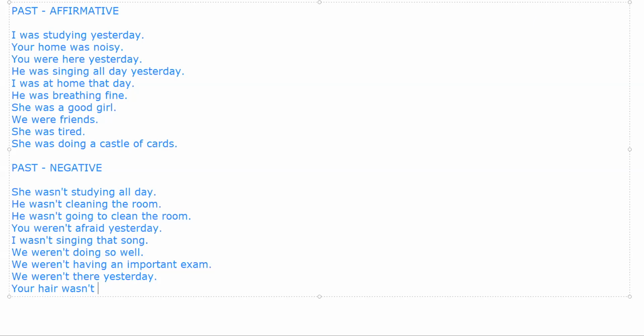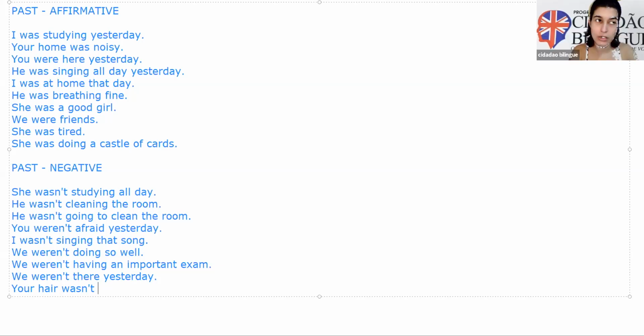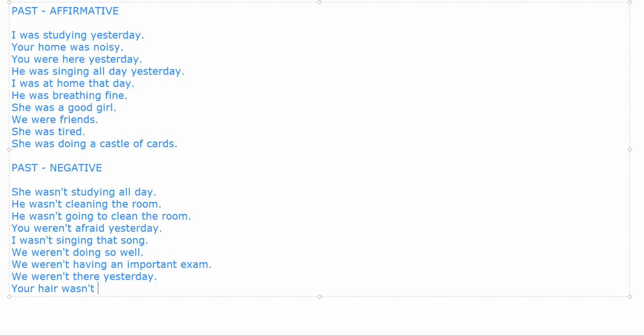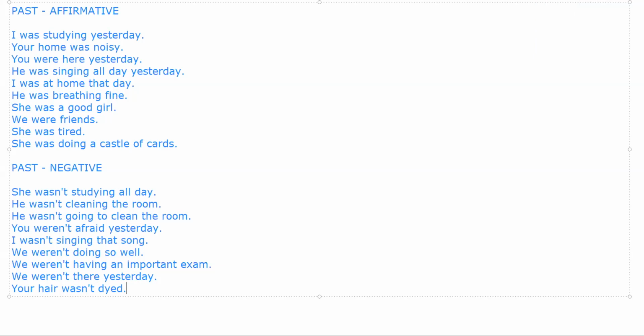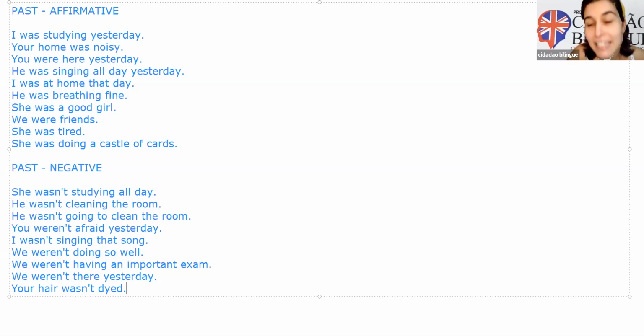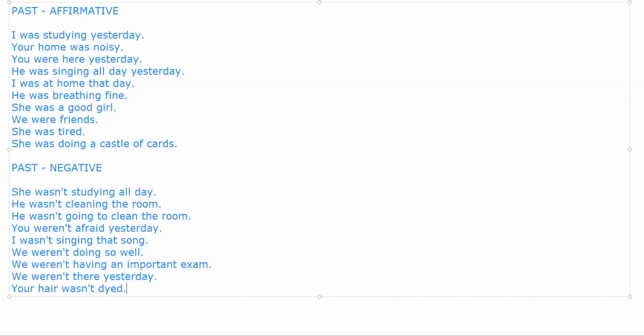How do I say colorido? Colored or dyed. Como que você falaria? Seu cabelo não estava colorido, pintado? Yes. Your hair wasn't dyed. O cabelo não estava pintado, colorido. Dyed é pintado? Dyed. Not dyed. Yes. Your hair wasn't dyed.